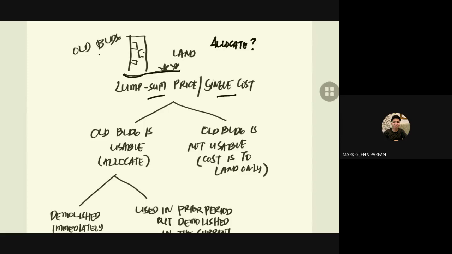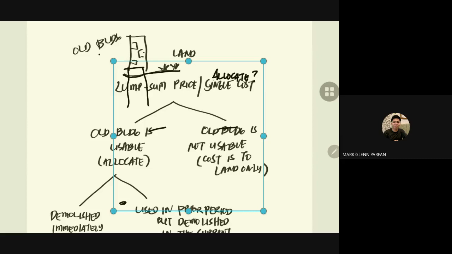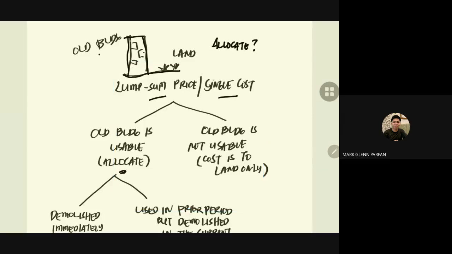So if this old building daw is still usable, meaning magagamit pa siya, then i-allocate mo. Kasi accordingly, since usable pa siya, there's a possibility that there will be an inflow of economic benefit. Kaya we need to allocate. We need to measure the building and we need to assign an amount sa building and to assign an amount sa land. So, i-allocate po natin siya if the old building is usable.